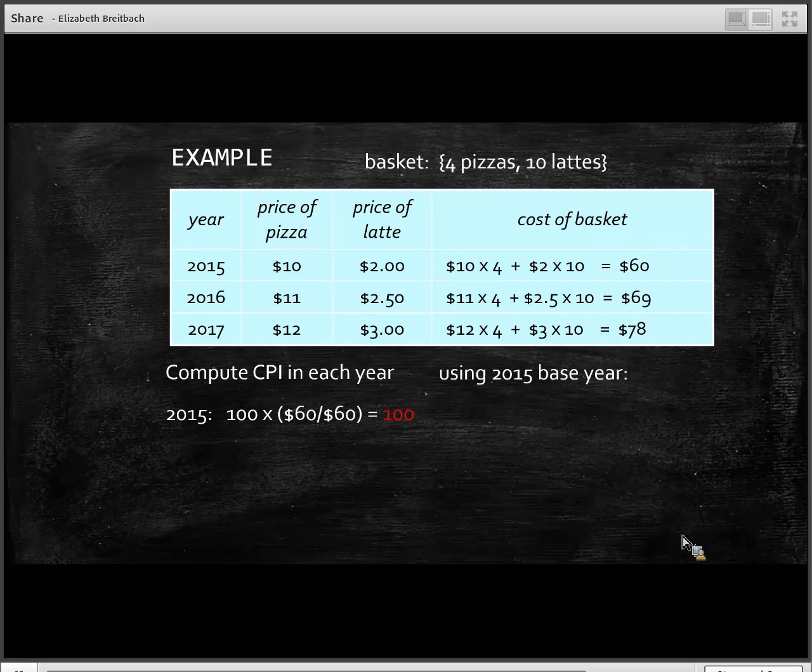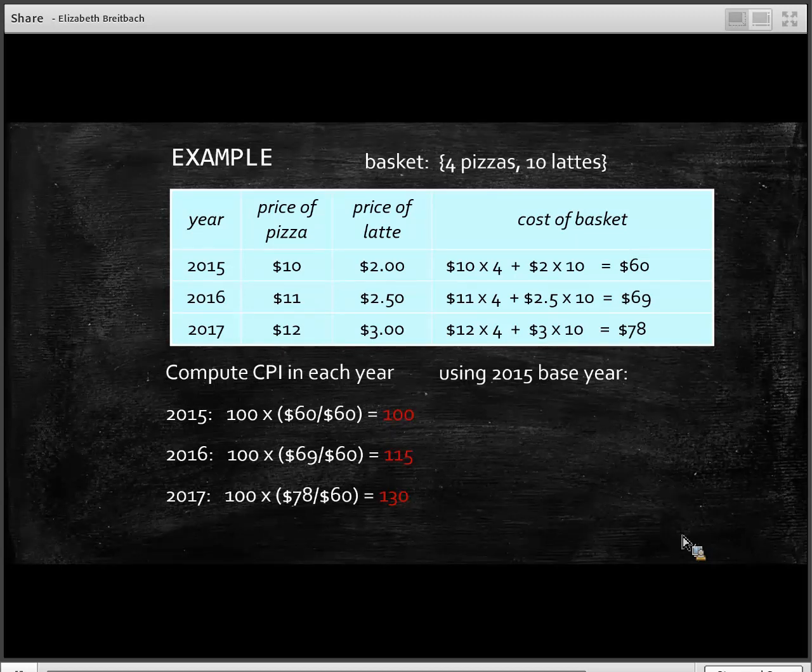All right, now how does that change as we move to 2016? In 2016, the cost of the basket was $69. We take that $69 and divide it by the cost of the basket in the base year, so $60. And we multiply that by 100 to get 115. And then in 2017, the cost of the basket was $78. We divide that by $60, which is the cost of the basket in 2015. Multiplying that by 100, we get 130.